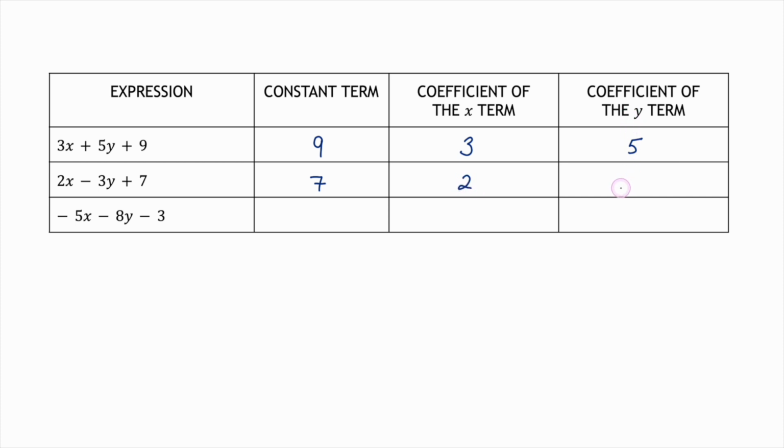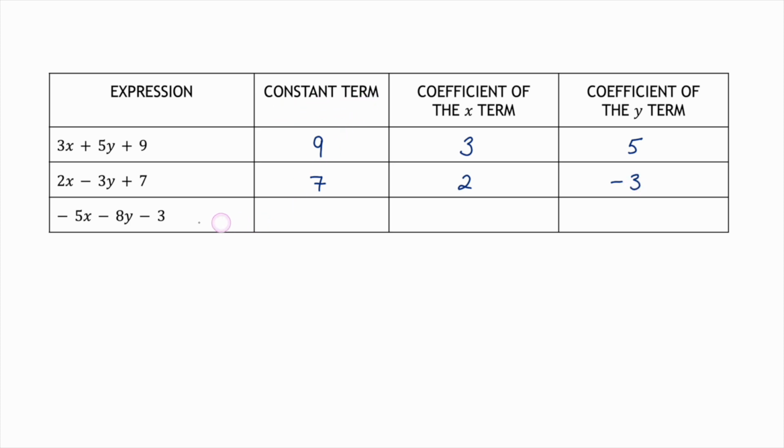On to the coefficient of the y term. Well, this is the y term here. The coefficient is the number in front of this pronumeral, but notice this is negative. So the sign goes with the coefficient, and therefore the coefficient is negative 3.